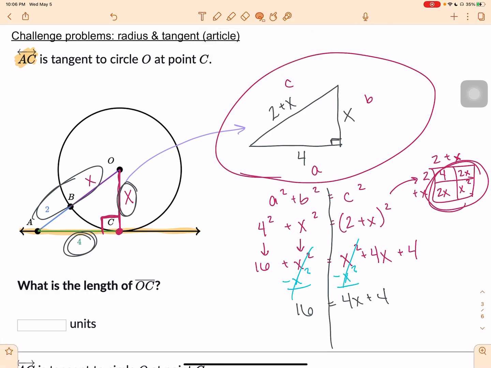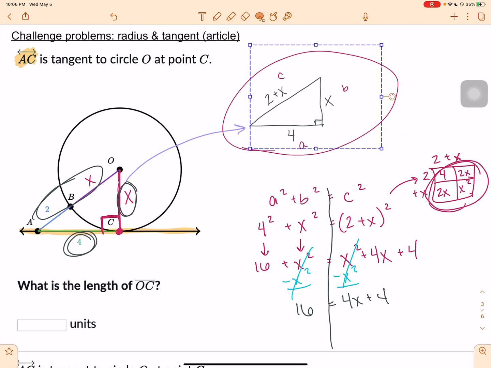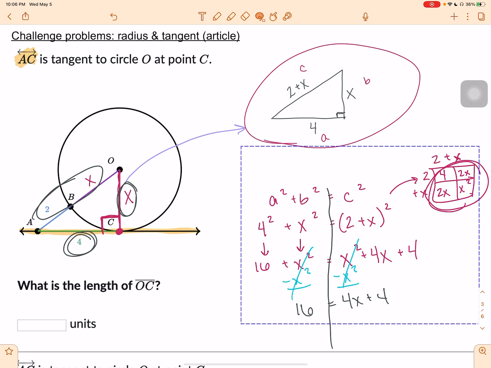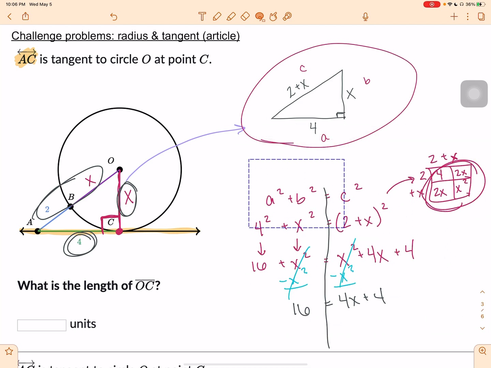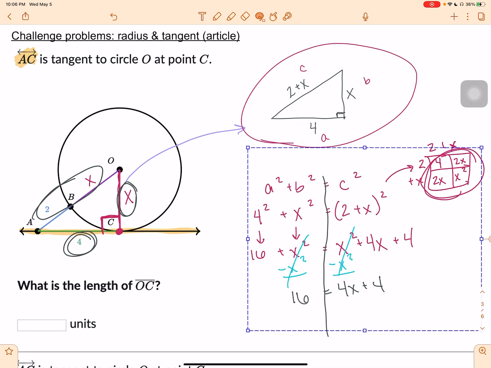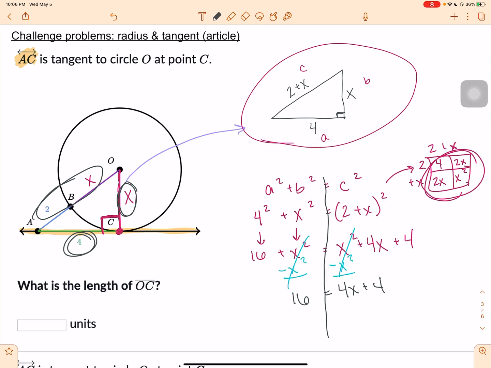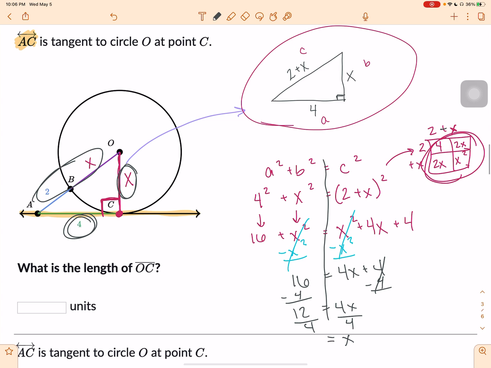Okay. I'm going to make this all a little bit smaller. All right. So now I can subtract 4 from both sides. I'm going to get 12 equals 4x. Divide both sides by 4. x equals 3. And that would be our radius.